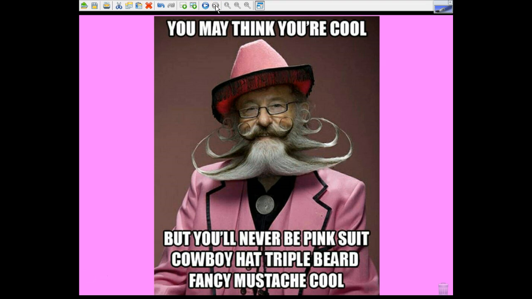And you may think you're cool, but you'll never be pink suit, cowboy hat, triple beard, fancy mustache cool. Or maybe you will be. Maybe that's something you aspire to. So it gives you something to aim for.